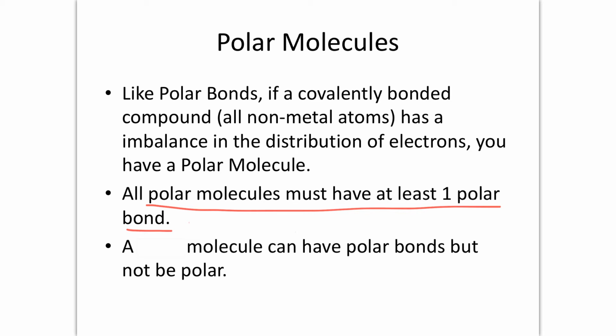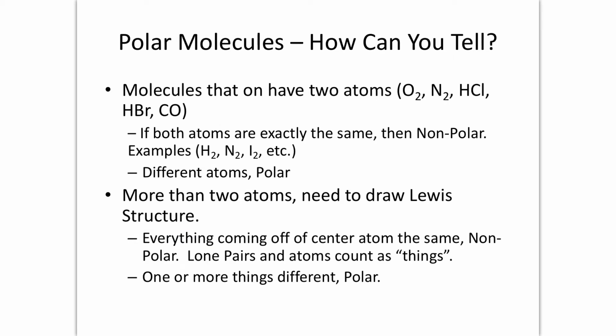Well, that sounds counterintuitive. You just told me that I need to have at least one polar bond, but if I have polar bonds, wouldn't that make the molecule more polar? And that's not necessarily the case. You need to look at the spatial arrangement of the bonds relative to each other to see if you have an electron density shift. And that's where the Lewis structures come into play, and we'll show you that in a minute.